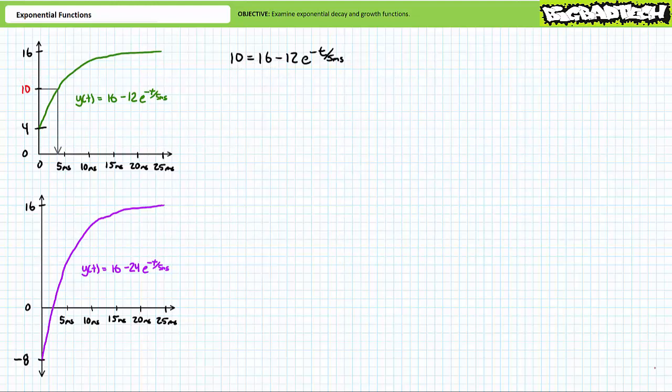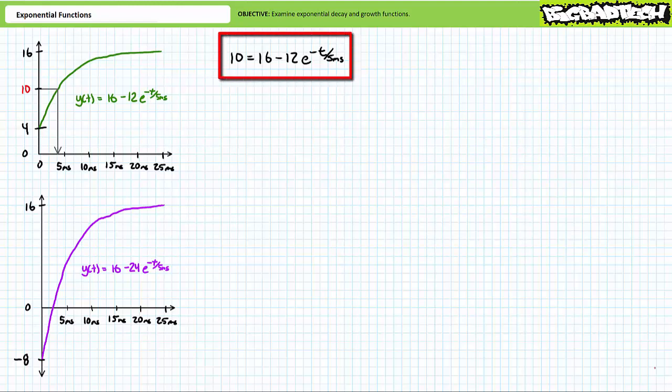For example, given the expression y of t equals 16 minus 12 times e to the negative t over 5 milliseconds, let's say we want to know at which time value this function reaches 10, halfway between the initial value of 4 and the final value of 16.